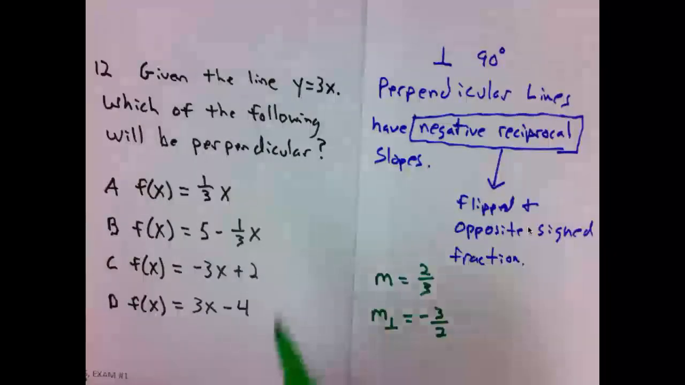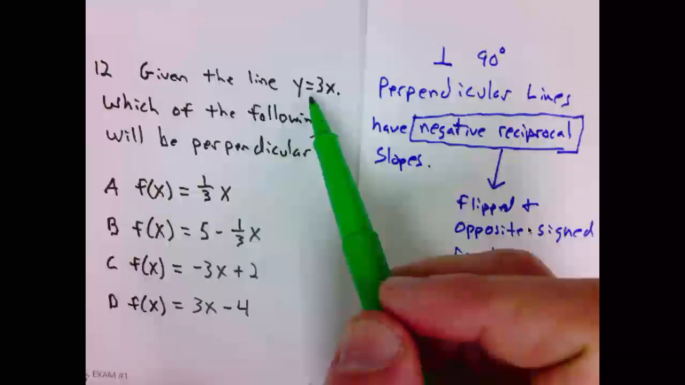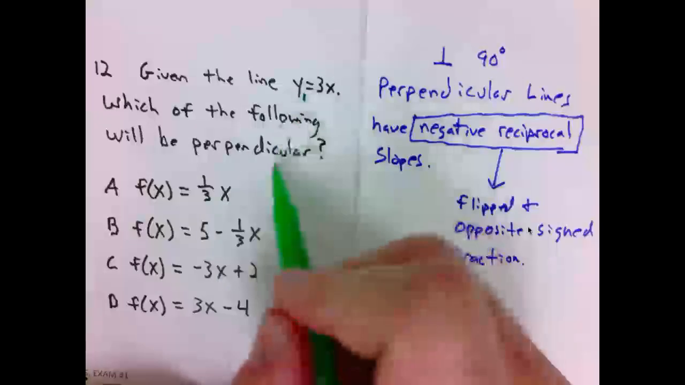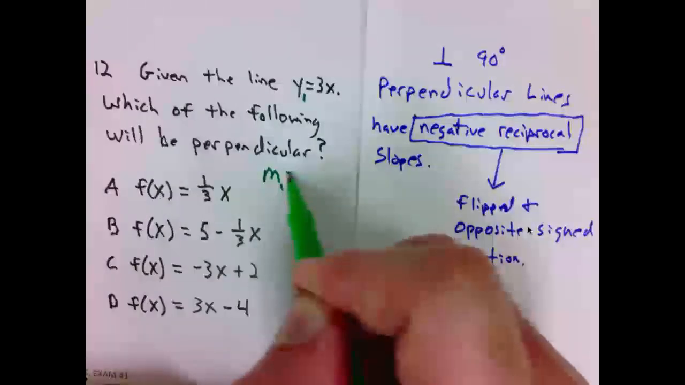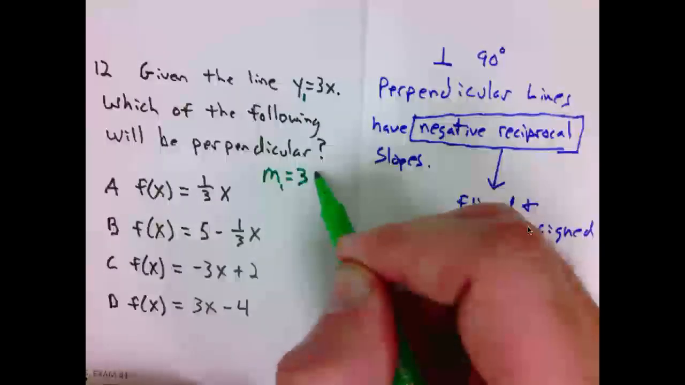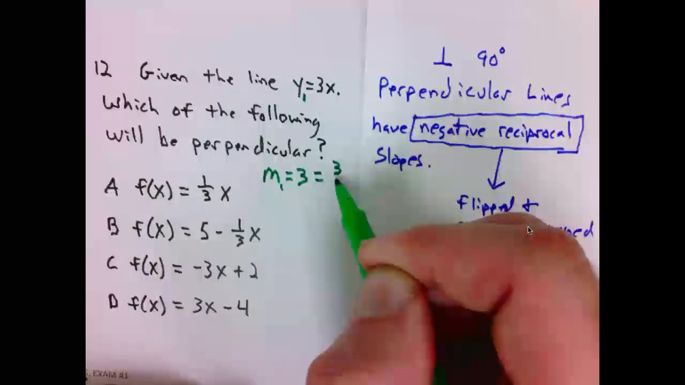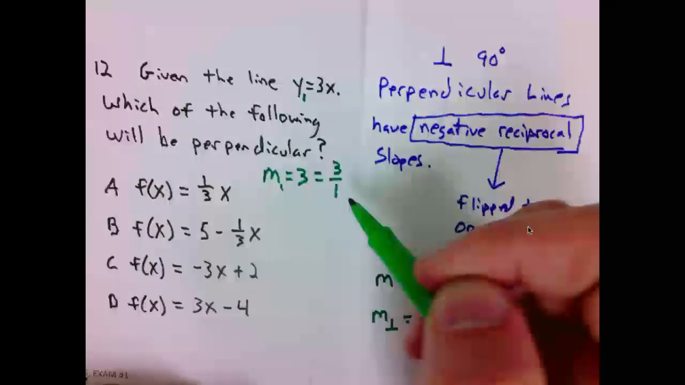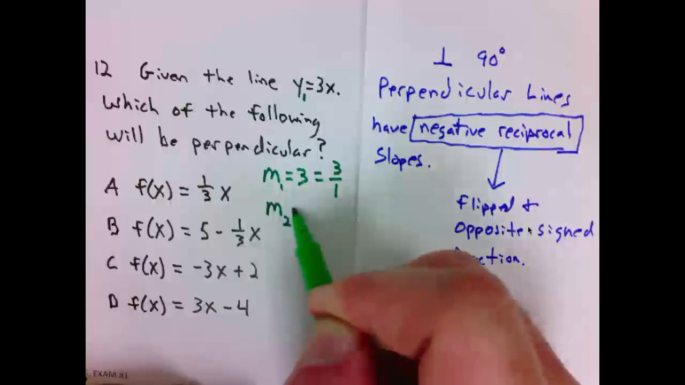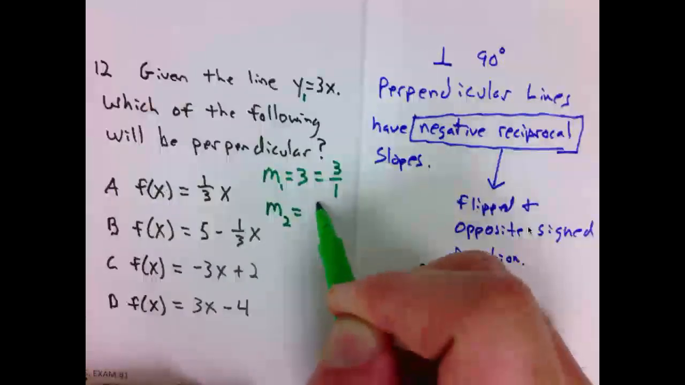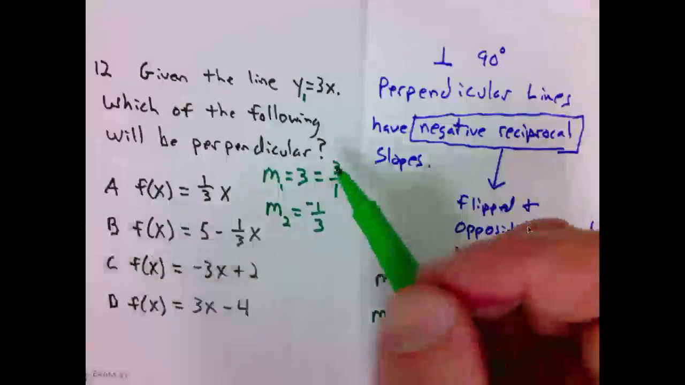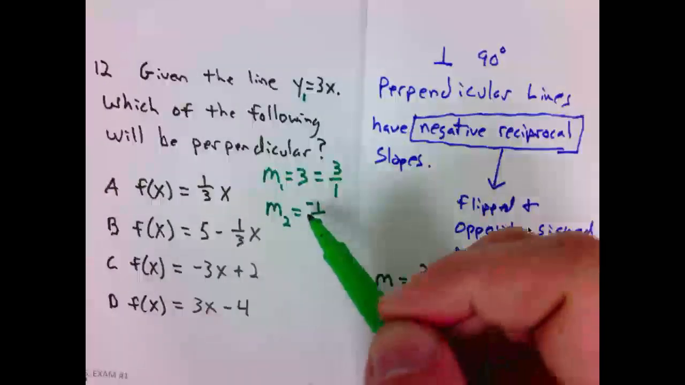Well, in our case, we're given the line y equals 3x. I'm going to call this y1. So our slope here, I'll call slope 1, is 3. The coefficient of x is the slope. Well, 3 can also be written as 3/1. Any whole number can be written over 1. The slope of a perpendicular line to that, I'm going to call m2, we would invert this fraction, 1 over 3, and take the opposite, negative. So we're looking for a line that has a slope of negative 1/3.